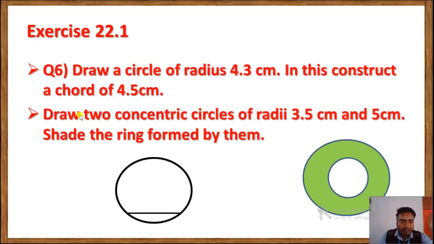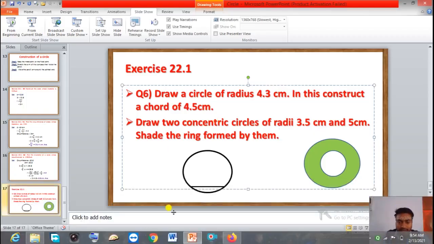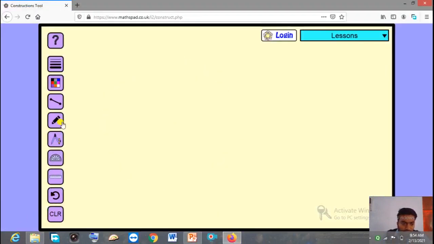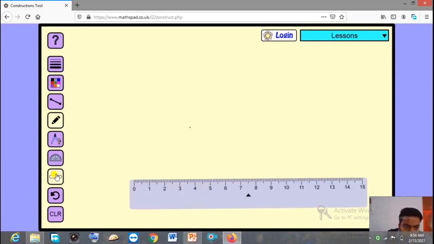Then we have question number 7. Draw two concentric circles of radius 3.5 centimeter and 5 centimeter. Then shade the ring formed by them. So this should be like this. Now let me show you how to draw concentric circles. For that, first we need to take one fixed point, so I am giving it here. Then take a scale.